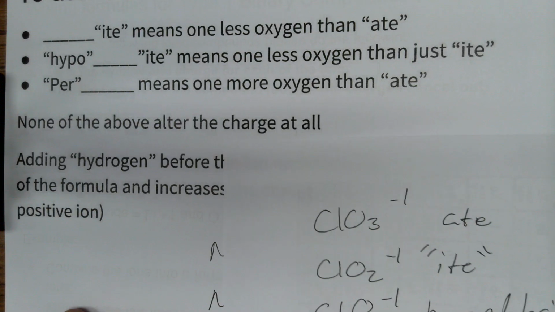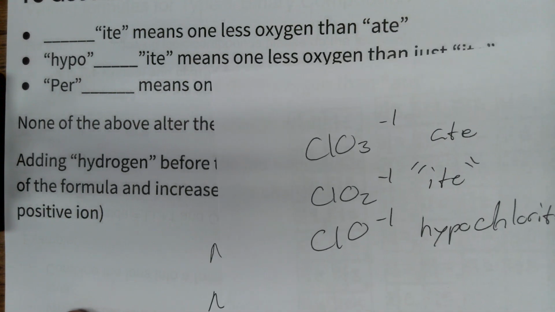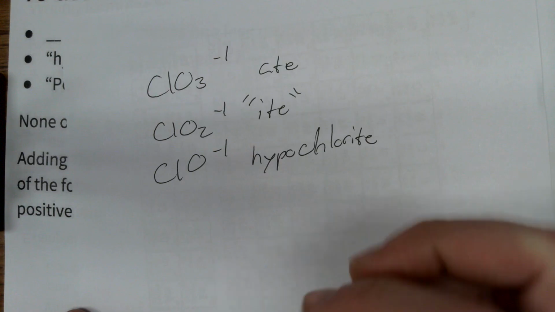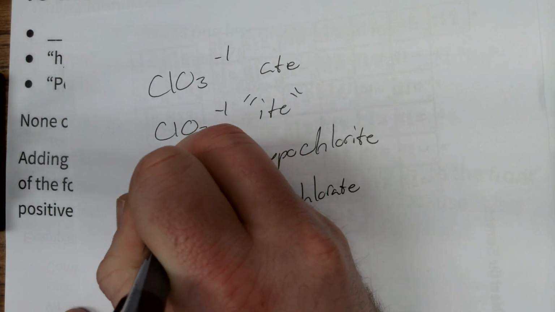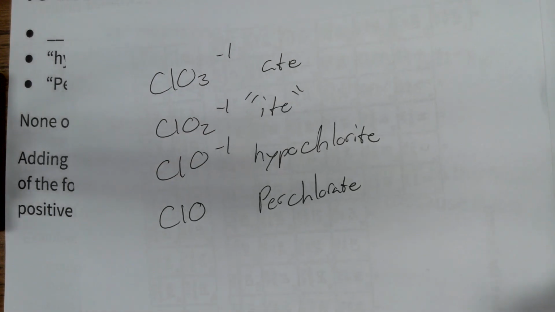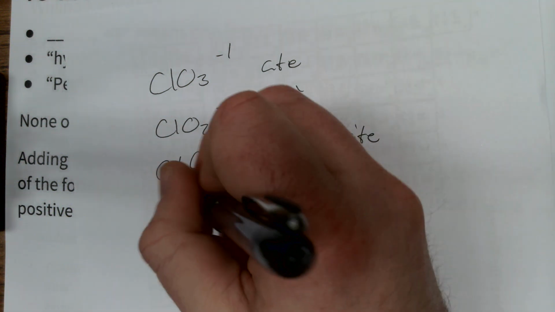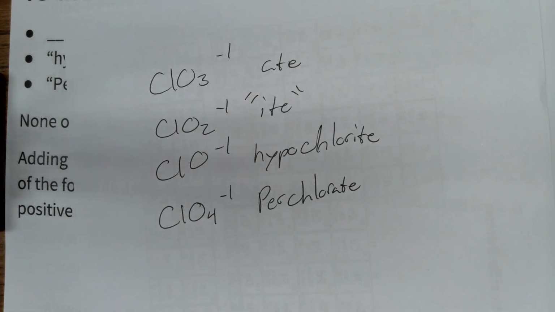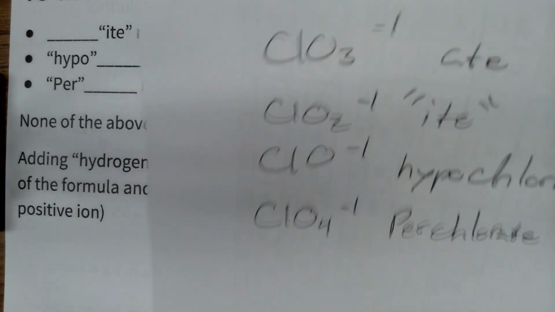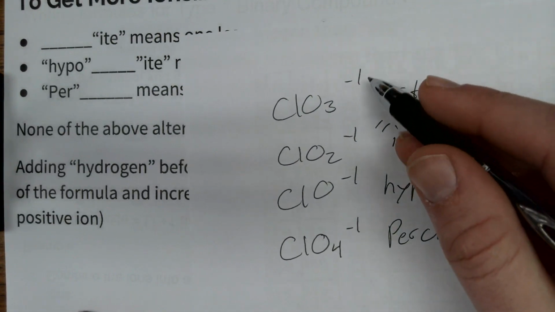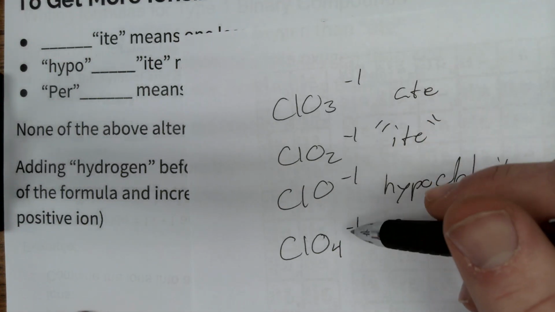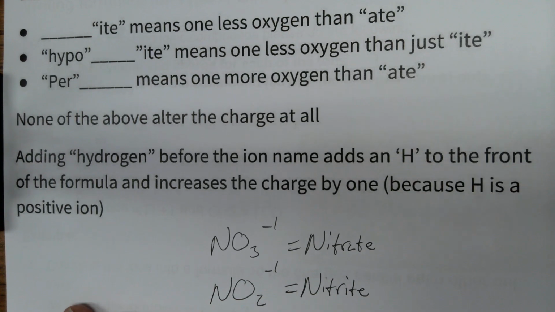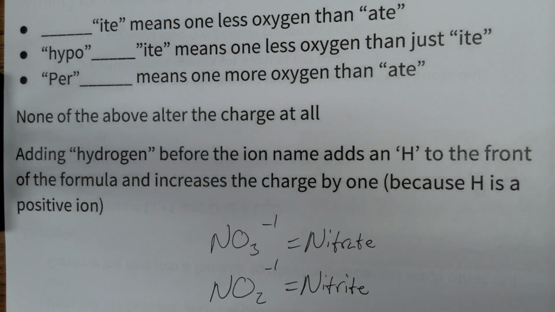My per- means one more oxygen than the -ate. So if I want perchlorate, it's ClO, how many oxygens? 1, 2, 3, or 4? 4. Minus 1. Notice that the entire time, my charges stayed absolutely the same. The only thing that changed was my oxygen number. None of the above alter the charge.